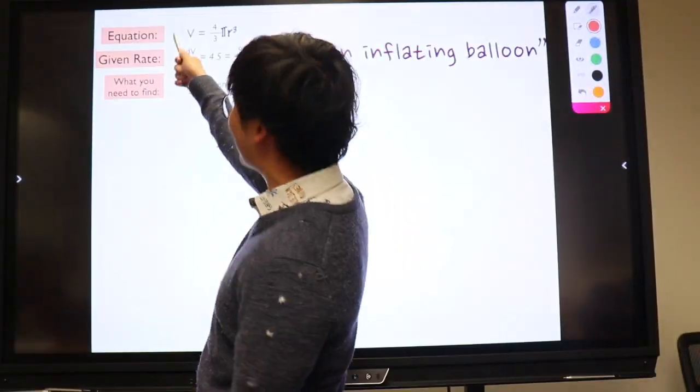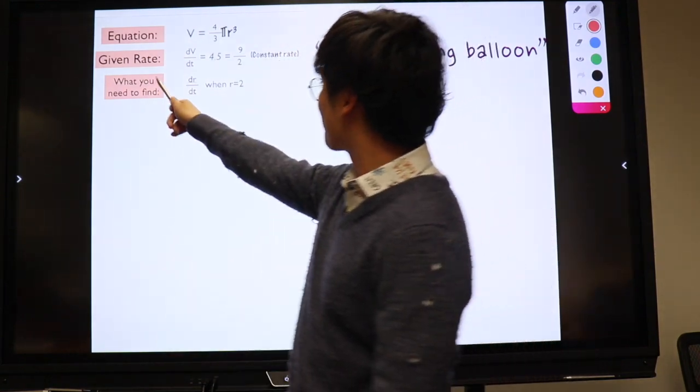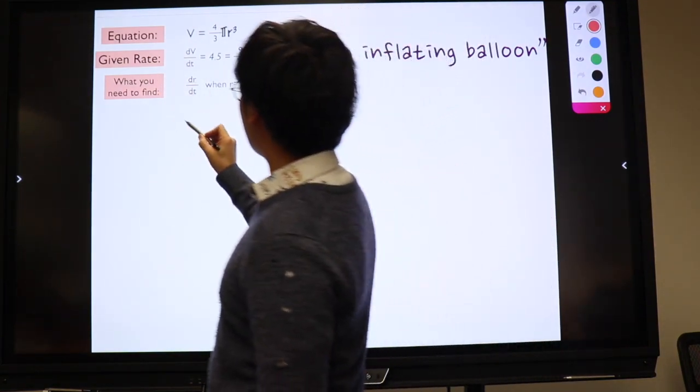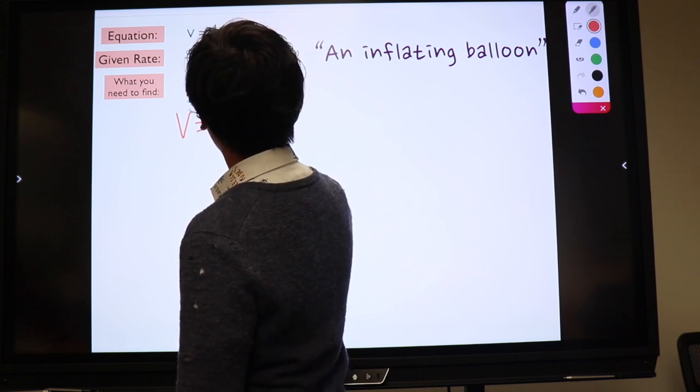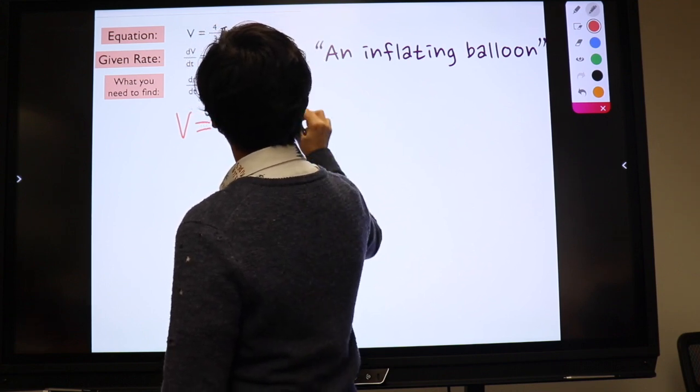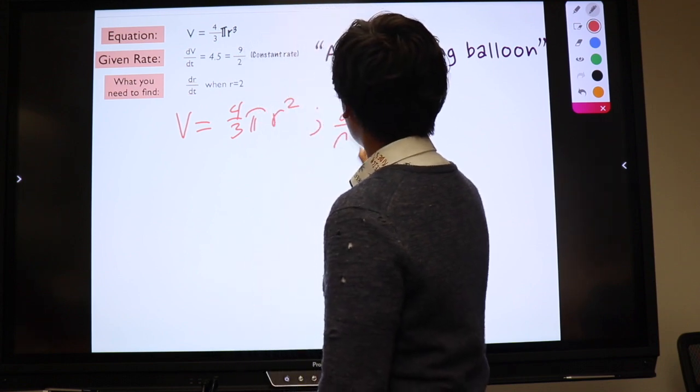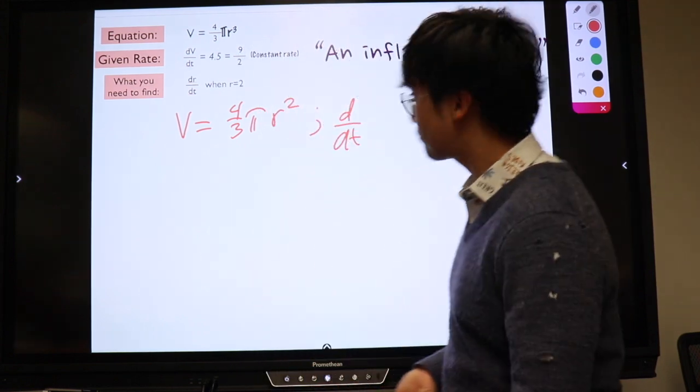And now we're going to find the derivative of the function. So now that we have our equation, our given rate, and our dr/dt, we're getting the derivative of the volume of the sphere, which is given by 4/3 pi r cubed. And we're taking the derivative of this function with respect to time.